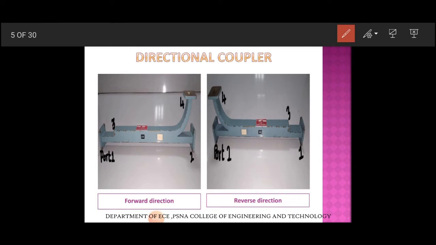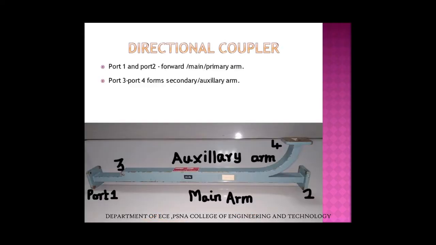That is, in the forward direction, the microwave signal generated in the test bench is fed to port 1 and output is taken from port 2. While in the reverse direction, the microwave power is fed to port 2 and output is taken from port 1. Port 3 and port 4 are called isolated and coupled port and function the same. The directional coupler has two arms.